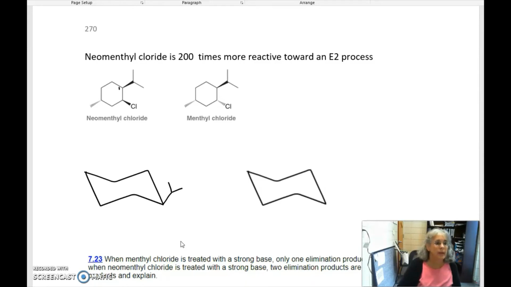So here is an equatorial, and it's up. Let's number these. So the second carbon has a chloride that's up. So this has an equatorial that's up, its axial was down. So the axial will be up here. That's good news.